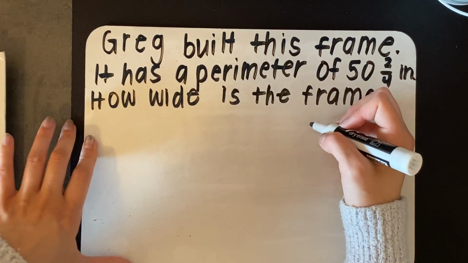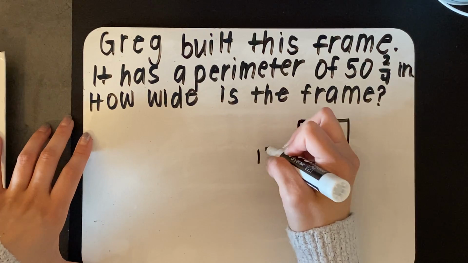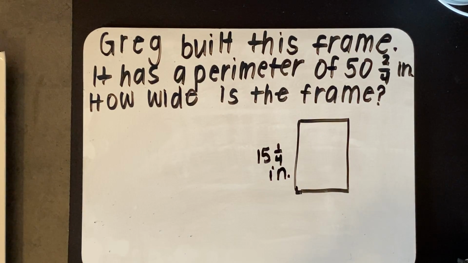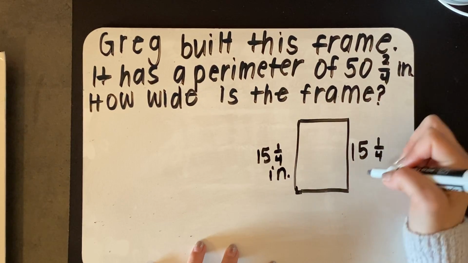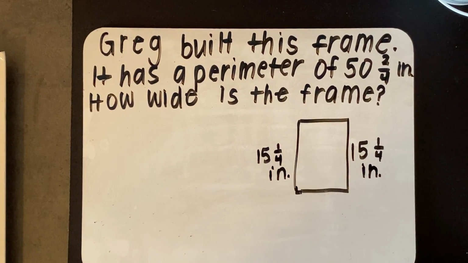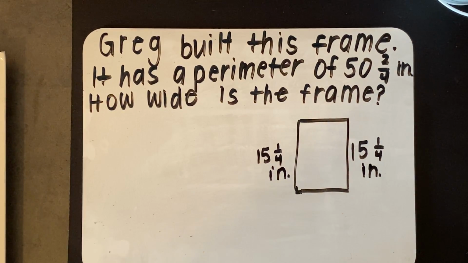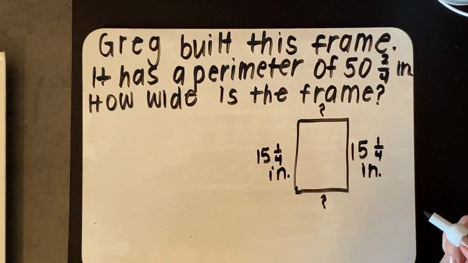And then it gives you an actual picture of the frame, and it tells us that one of the side lengths is 15 1/4 inches. I'm going to go ahead and label the opposite side the same because I know they have to be equal to each other. They're the same length. So far we have two side lengths that are 15 1/4 each, and we know from the word problem that the perimeter, the whole outside distance of the shape, equals 50 2/4. So I need to find what this side and this side are equal to.